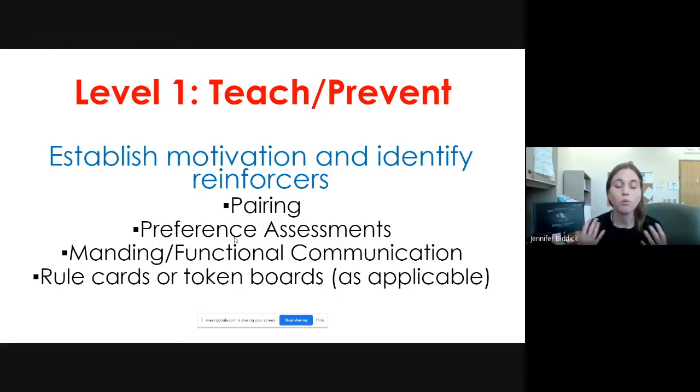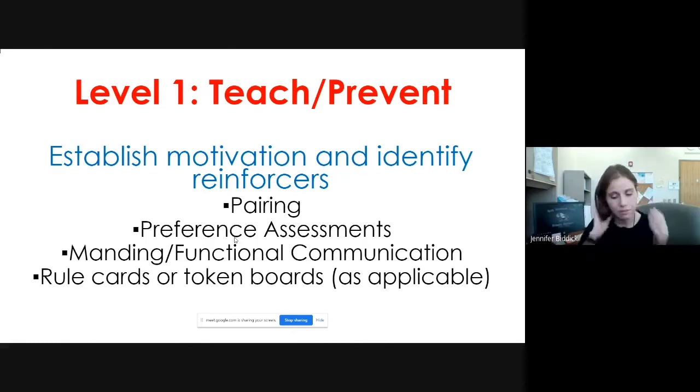So we're going to be establishing what motivates our students and establishing those systems of reinforcement. So that might look like spending time pairing, conducting preference assessments, making sure that they have functional communication so they can ask us for what they want and what they like, as well as sometimes having rule cards and token boards. And again, this is level 1. This is where we're establishing these things as part of our normal routine, which means that if we have a rule card or a token board in place, it shouldn't be used only sometimes. It shouldn't be used only by certain people. It should be used consistently across the school day as part of that student's normal routine across everybody.